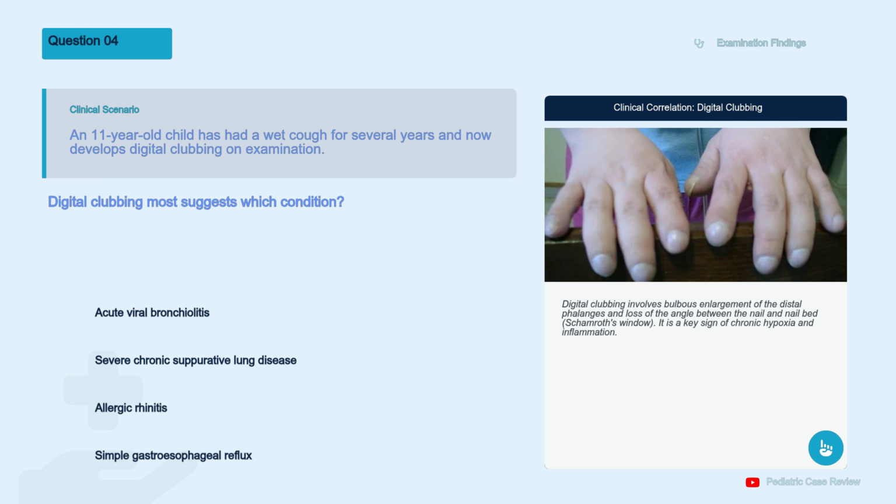Option A, acute viral bronchiolitis. Option B, severe chronic suppurative lung disease. Option C, allergic rhinitis. Option D, simple gastroesophageal reflux. Digital clubbing is an important physical examination finding that indicates chronicity and severity of underlying disease. Consider which conditions cause prolonged hypoxia and chronic inflammation sufficient to produce this sign. The presence of clubbing significantly changes clinical management and prognosis.